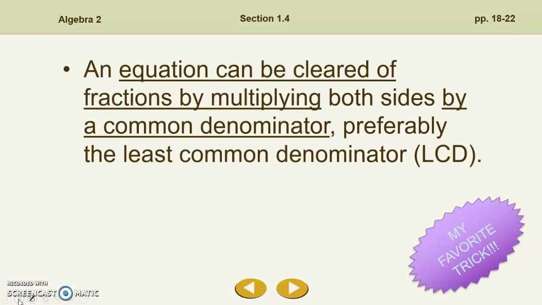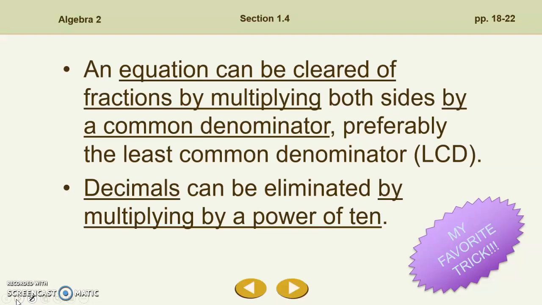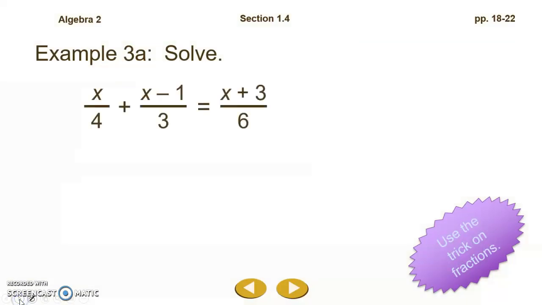An equation can be cleared of fractions by multiplying both sides by a common denominator, preferably the least common denominator. And decimals can be eliminated by multiplying by a power of 10. So let's take a look at some examples.